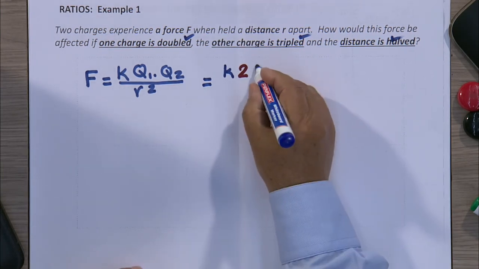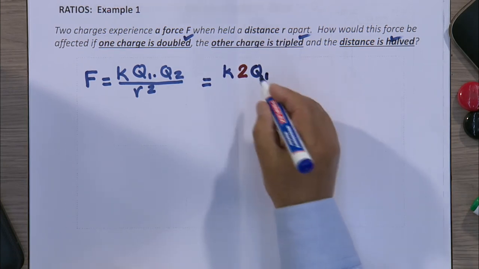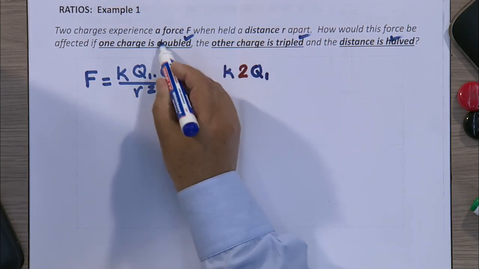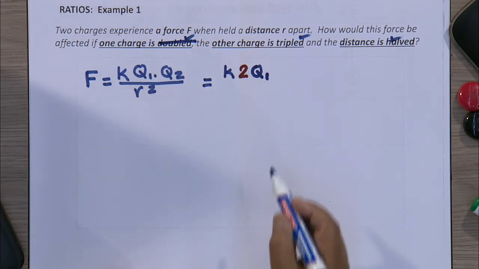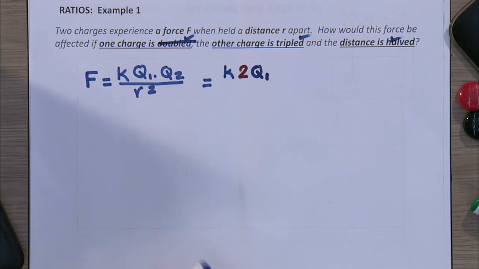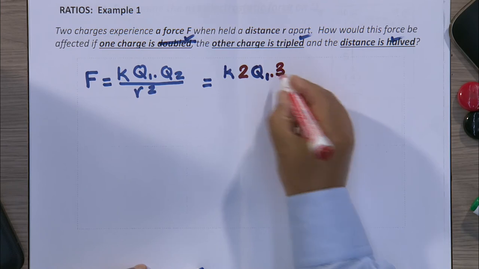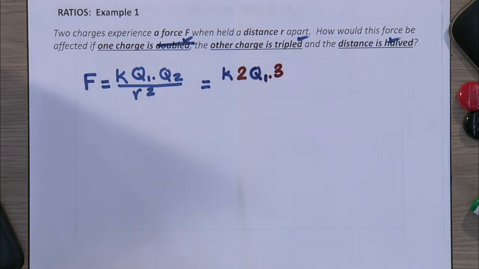I think I'll do all the charges in red. So Q1 is double, so I've done that part. Now, Q number two is tripled. So Q2 is tripled, three times Q2.